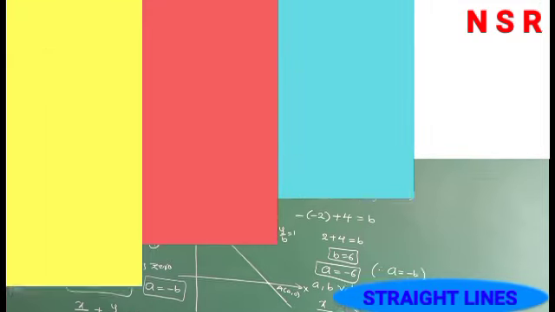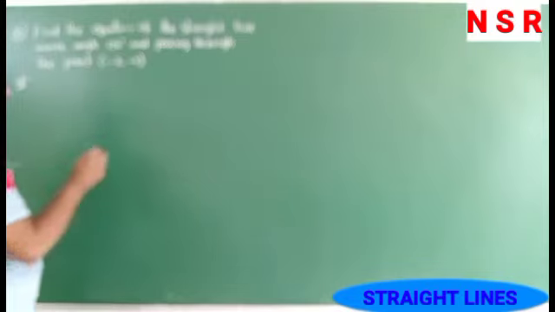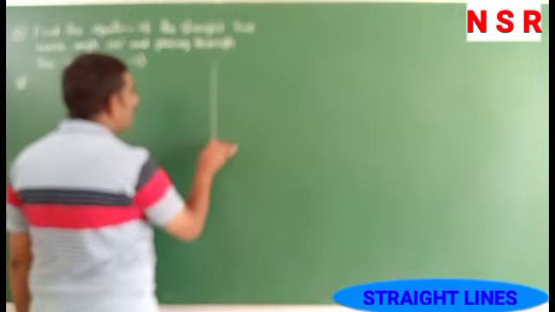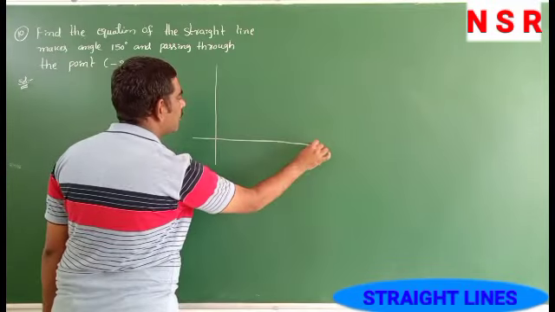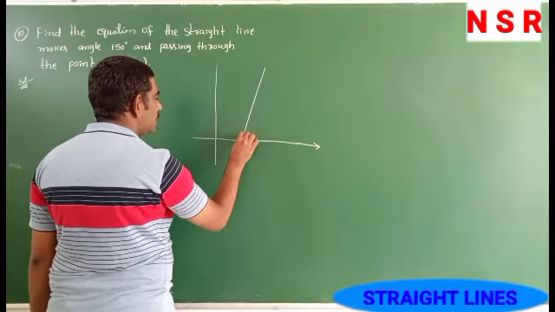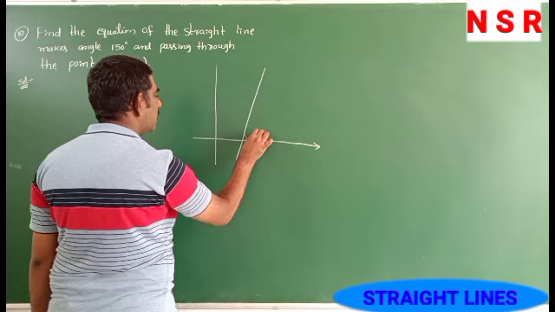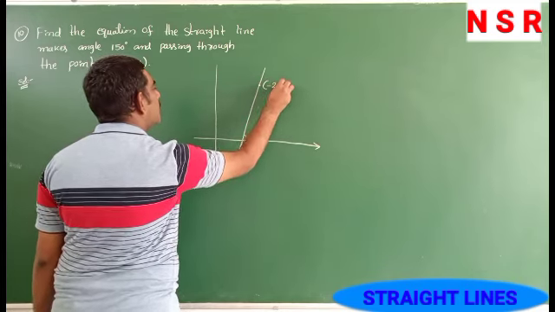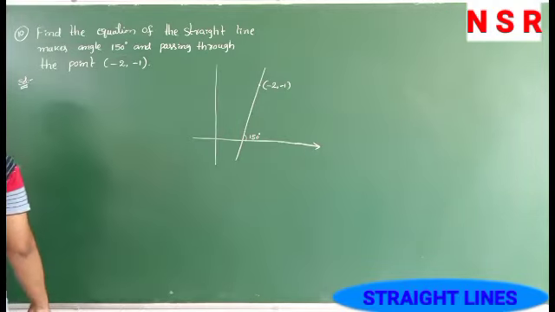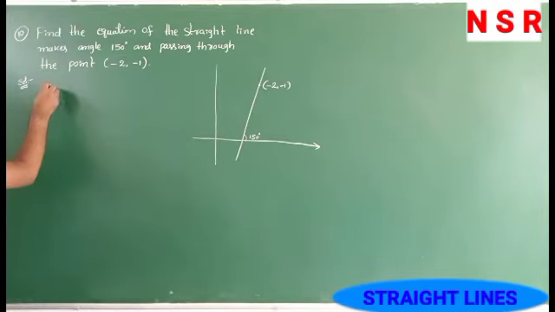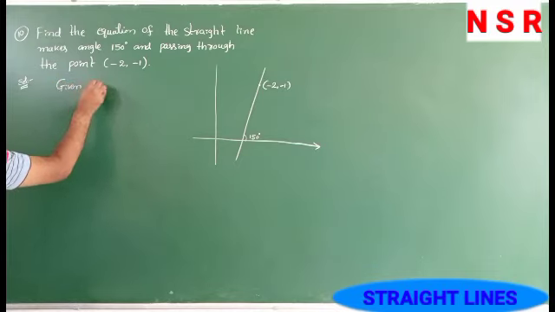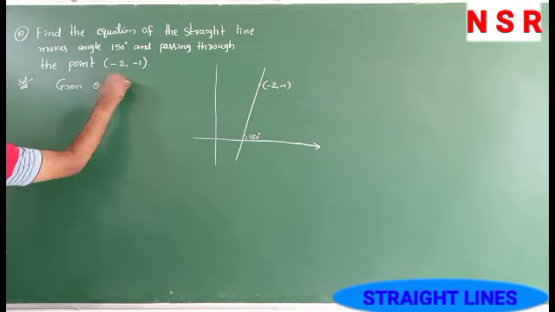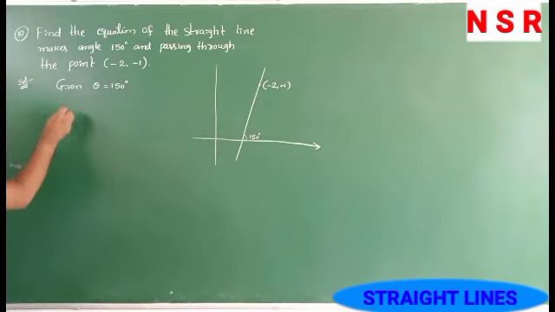Next, question number 10: find the equation of the straight line making angle 150 degrees and also passing through one point. So the line makes angle 150 degrees and also passes through minus 2 comma minus 1. Here the angle is given, by using that angle find the slope. So given theta equal to 150 degrees.